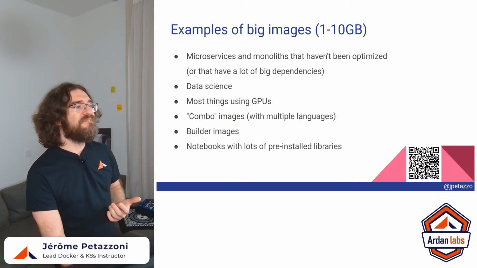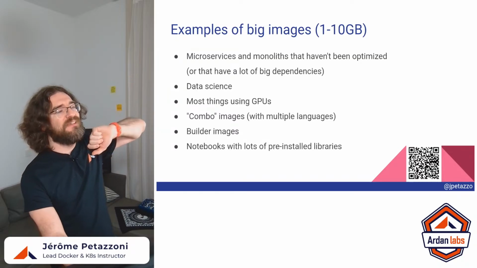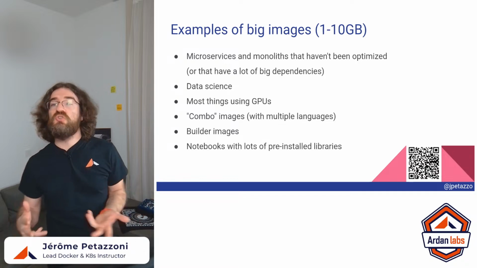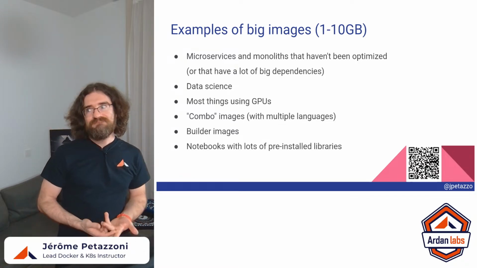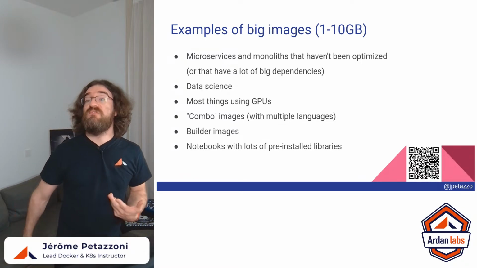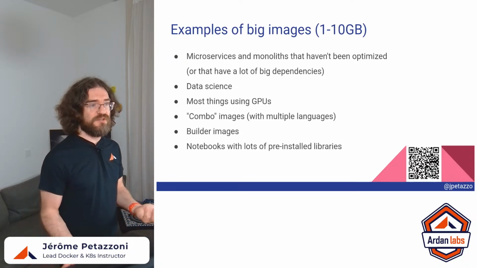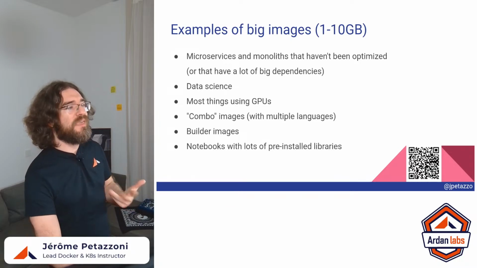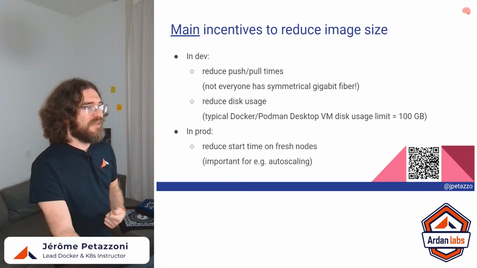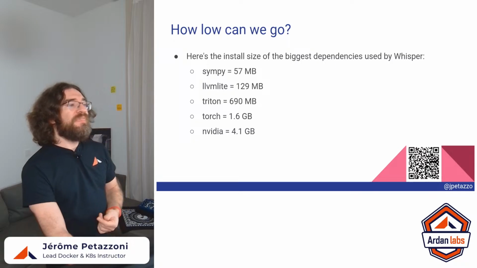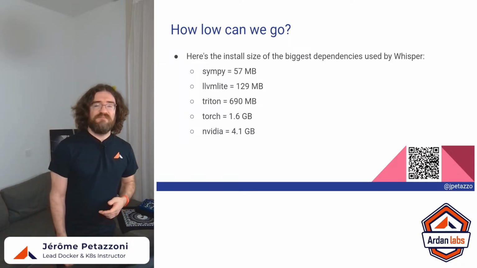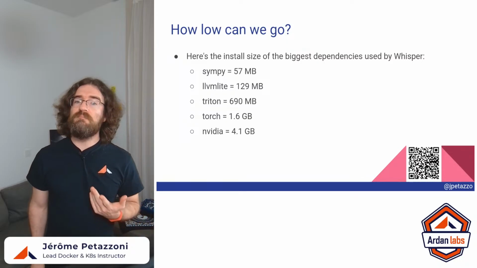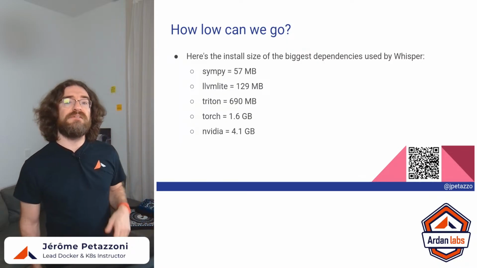Now we have images above 10 gigs, and usually above 10 gigs it's going to be what I consider huge images. And again, sometimes there are very good reasons for these images to be that big, but what I'm going to try and show you is how we can reduce that size. So in the case of Whisper, we have an 8 gigs image, and I thought, can we do better than that? Can we do something smaller?